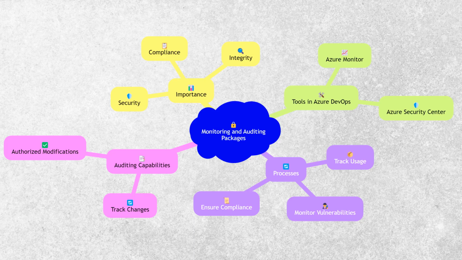Monitoring and auditing packages is crucial for maintaining the security and integrity of software projects. Teams need to track the usage of packages, monitor for vulnerabilities, and ensure compliance with organizational policies. In Azure DevOps, teams can use tools like Azure Monitor and Azure Security Center to monitor package feeds and identify potential issues. Additionally, auditing capabilities allow teams to track changes to packages and ensure that only authorized modifications are made.